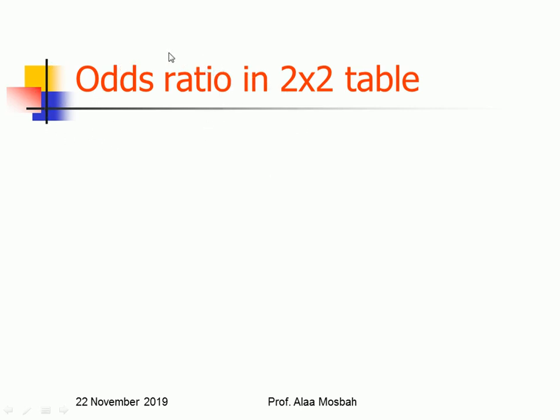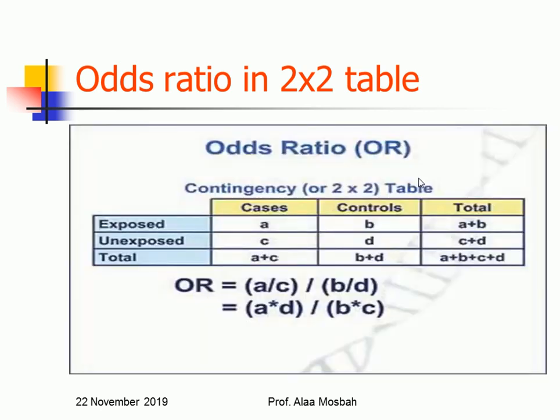Odds ratio tells me the relation between exposure and the outcome. For example, exposure like gestational diabetes and the outcome like congenital fetal heart disease. Is there any relation? I can calculate it through a certain equation using the 2 by 2 table.